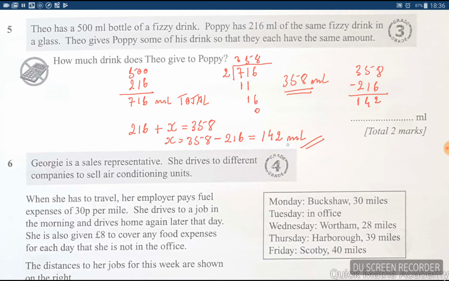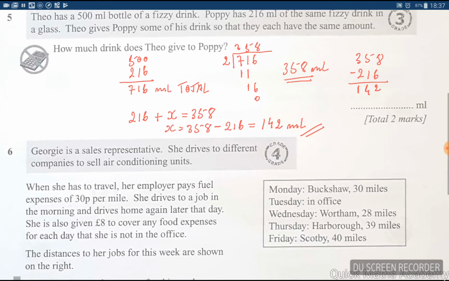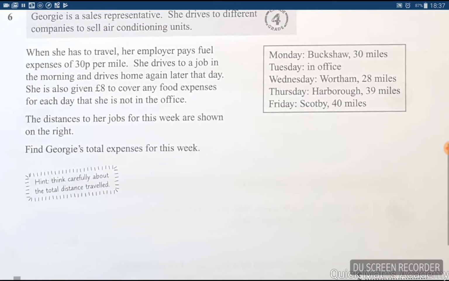That means that Theo has to give 142 milliliters. Okay? And this way they both become with the same amount of drink. Okay? Well, next one.